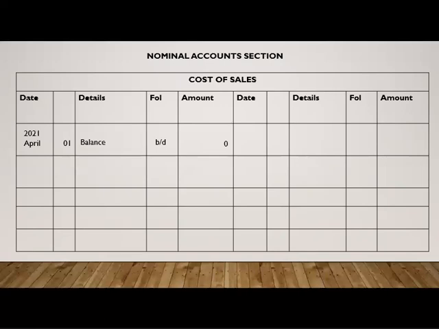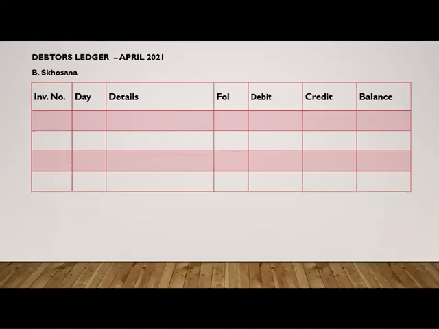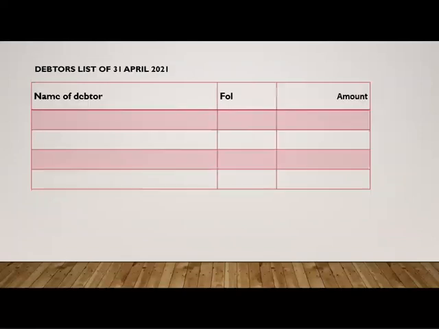All right. Don't forget to prepare the debtors ledger for KE, the debtors ledger for Biscosana, and the debtors list. Okay.